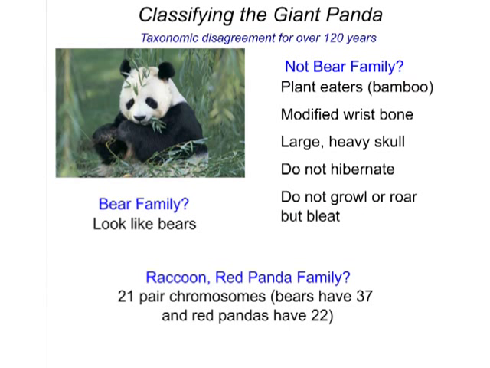bleats like a sheep. There are proponents of the raccoon or red panda family, who have said, well, red pandas have 22 chromosomes. That's pretty close to the 21 pair of chromosomes that a giant panda has, and very different from the 37 pair that bears have. So where do we place the giant panda?